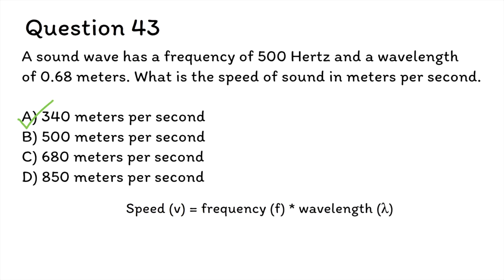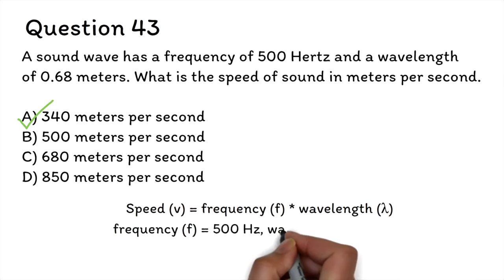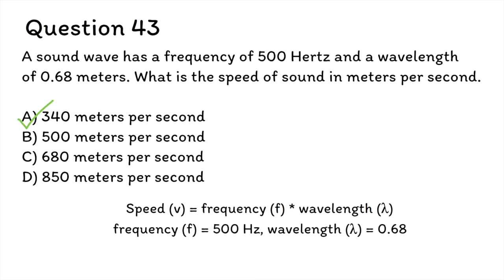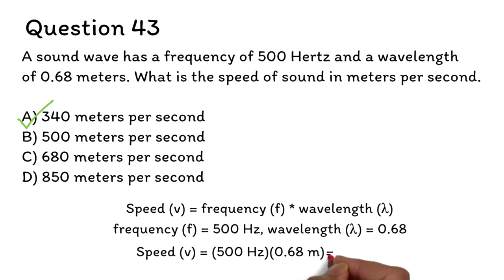This formula, as always, will be given to you on the test. Your work is just applying it. We have been given the frequency as 500 and the wavelength as 0.68. Plugging in the values, we get V equals 500 times 0.68. This will give us 340 meters per second.